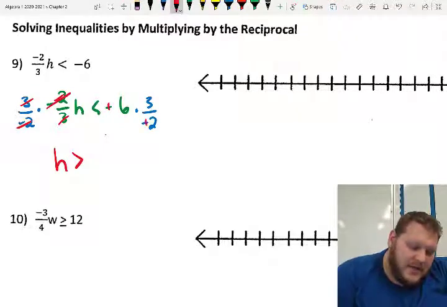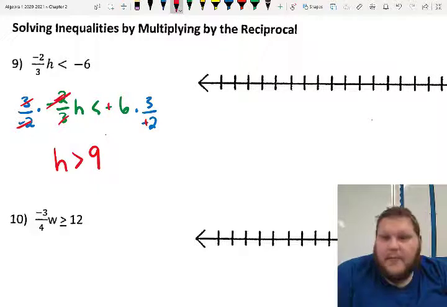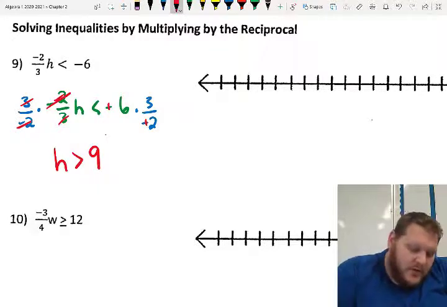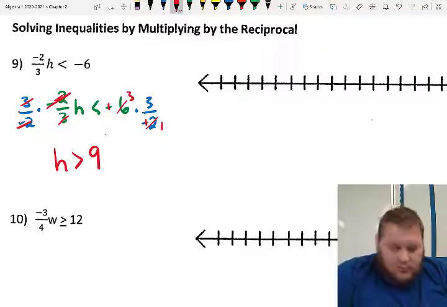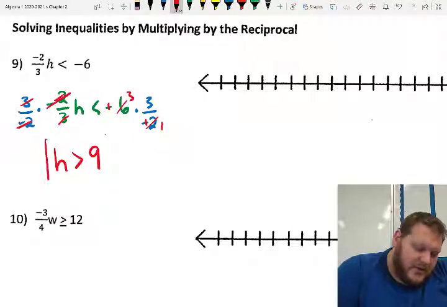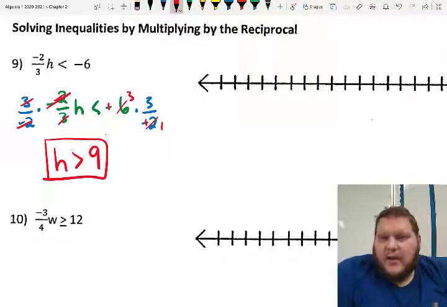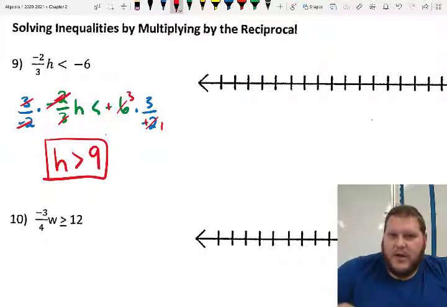These negatives are going to cancel each other out. 6 times 3 is 18. Divided by 2 should be a positive 9. Or if you're a reduced person first, 6 over 2 just becomes, this is a 3, this is a 1. 3 times 3 is 9. Whatever floats your boat and makes you happy. But that's the general process for getting these variables by themselves. That's how we would handle multiplying by the reciprocal. I'm not going to graph this one because you guys at this point should know how to graph it.